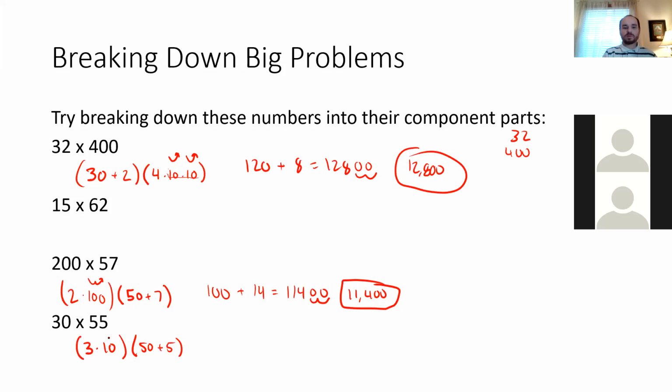So I guess specifically when we're multiplying. So we're going to ignore the 10 for now, right? Because let's just move the decimal to the right. So we can ignore that. So we have 3 times 50 plus 5.